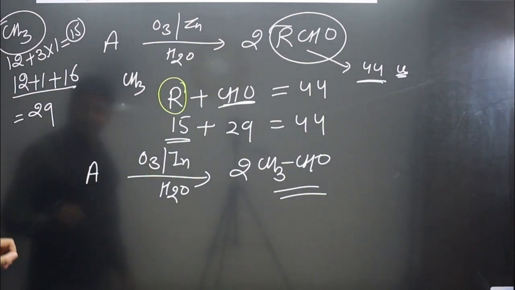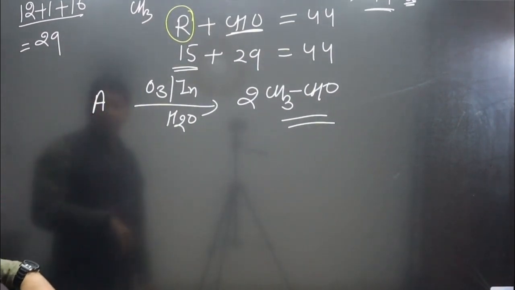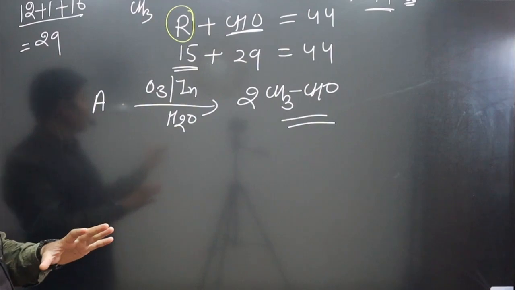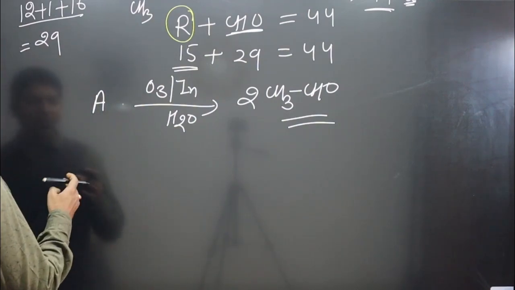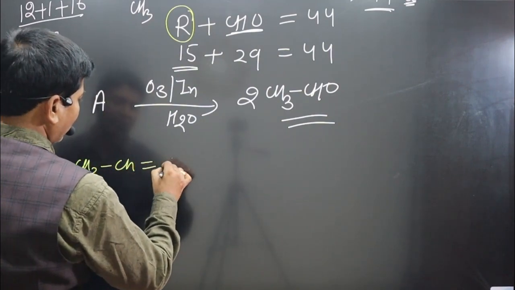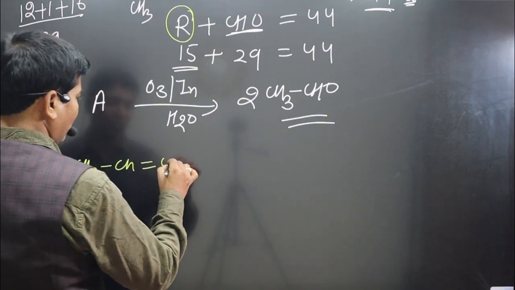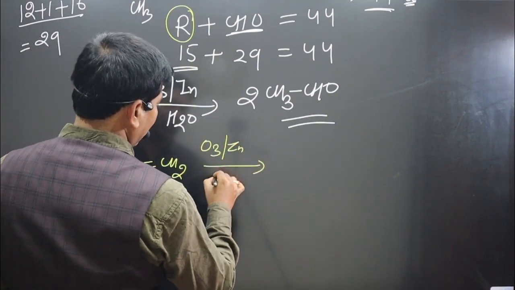How we determine, pay attention carefully. In this case, I can take one example, and you can easily figure out the chemical formula of the reactant, especially in case of ozonolysis. Let's see, if I have a chemical reaction, this is CH3, CH double bond CH2, it undergoes ozonolysis with Zn, H2O.